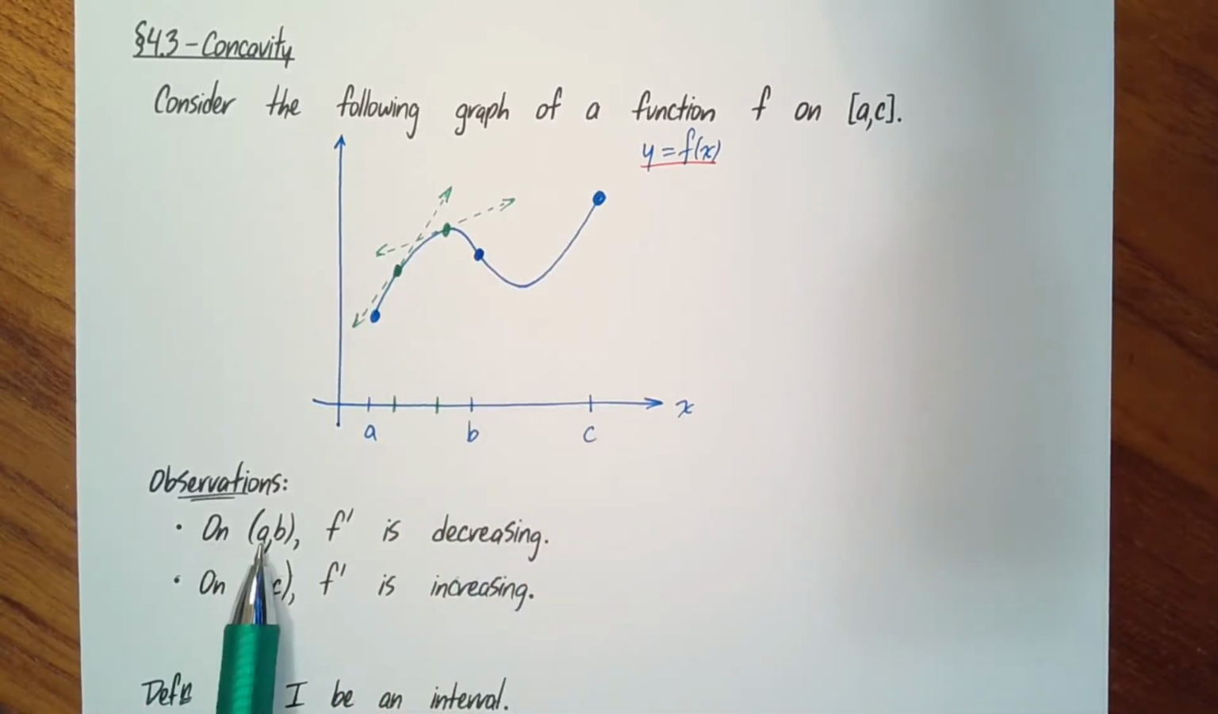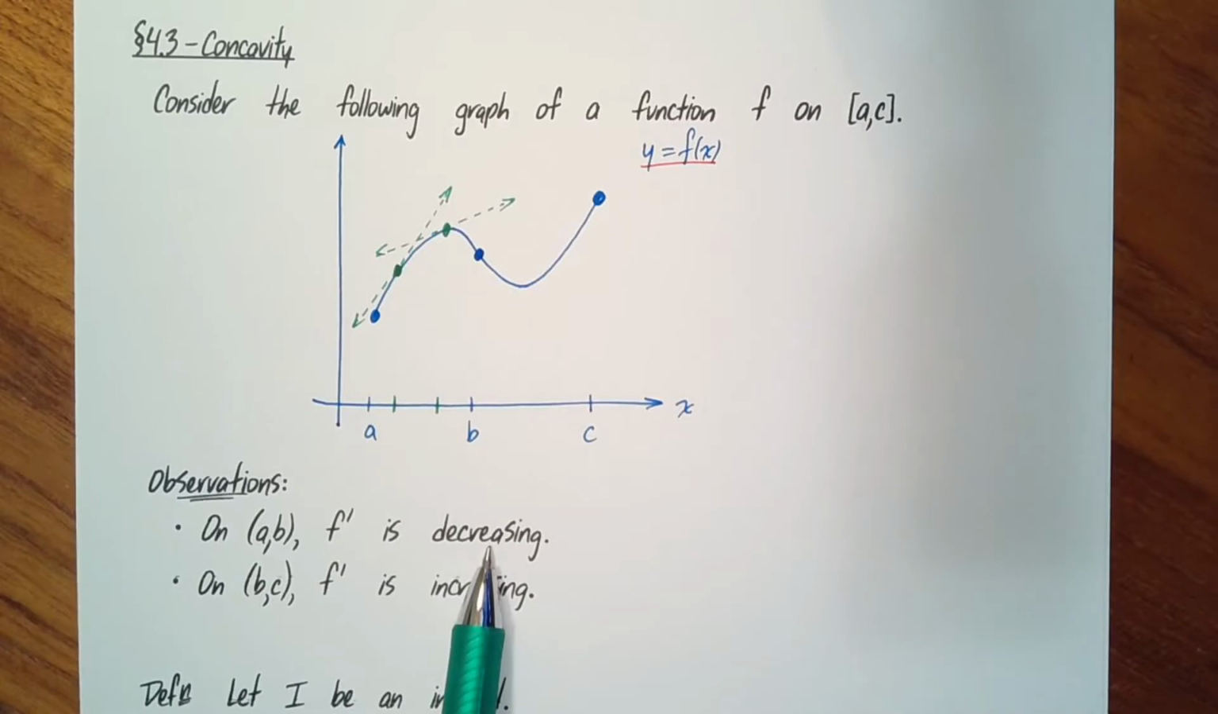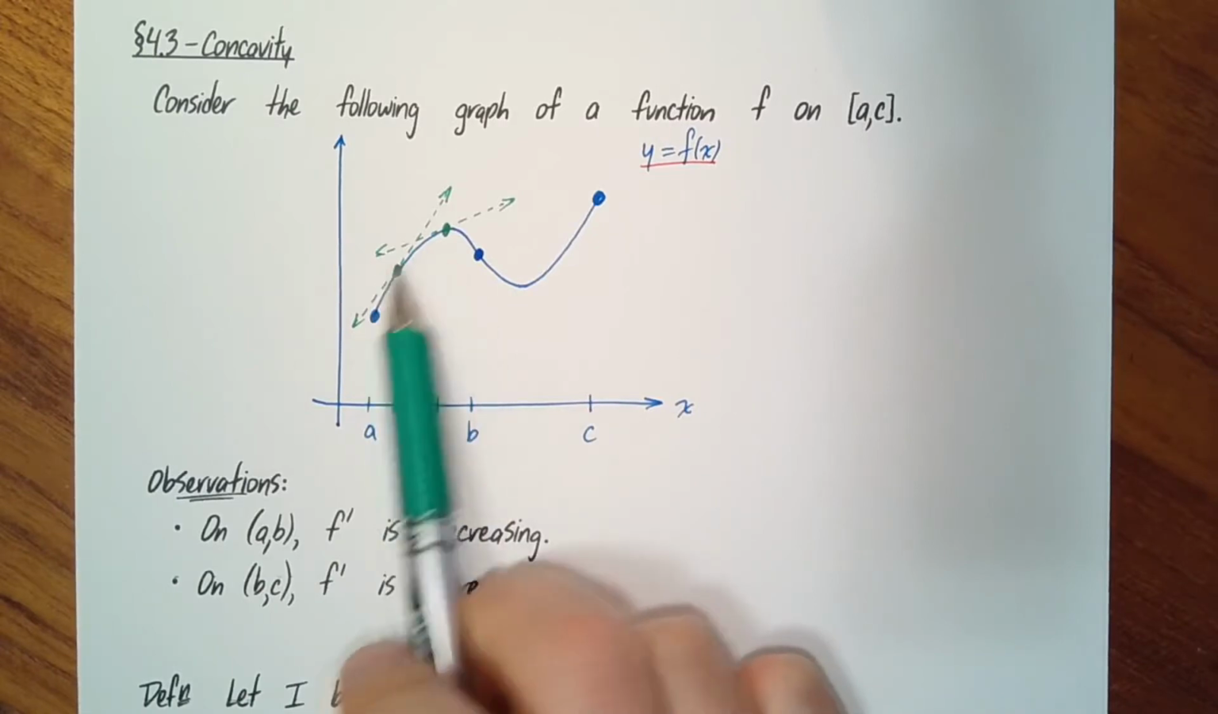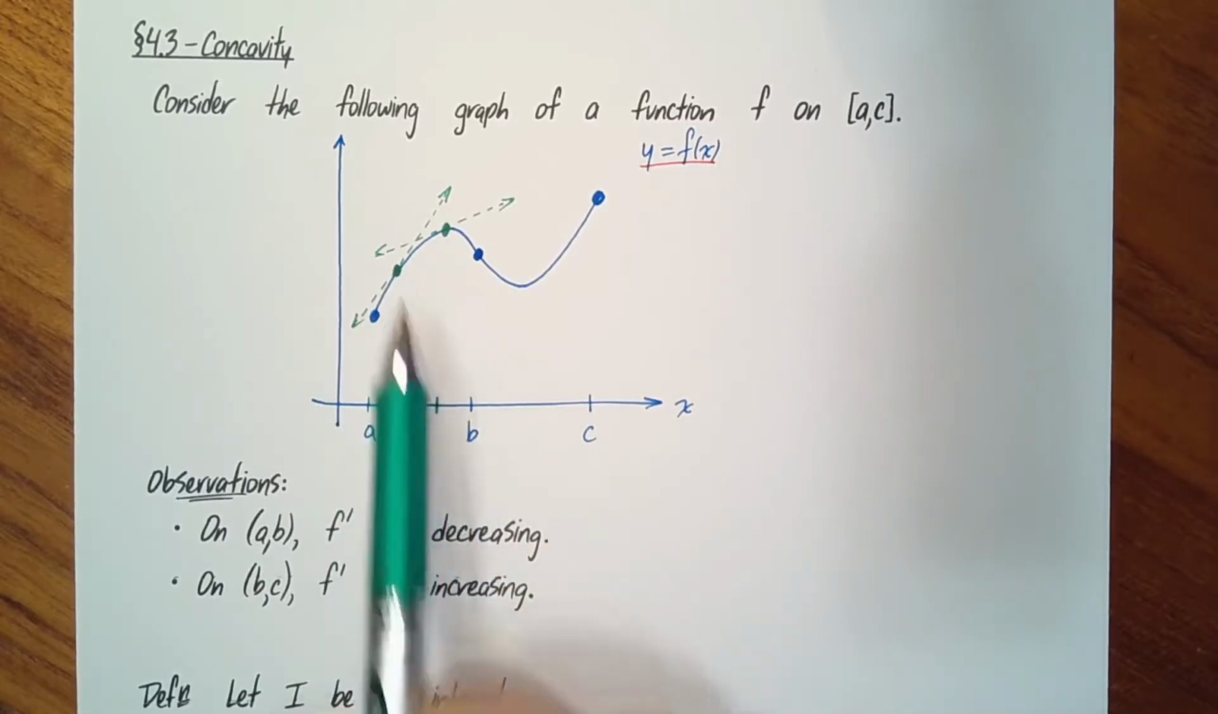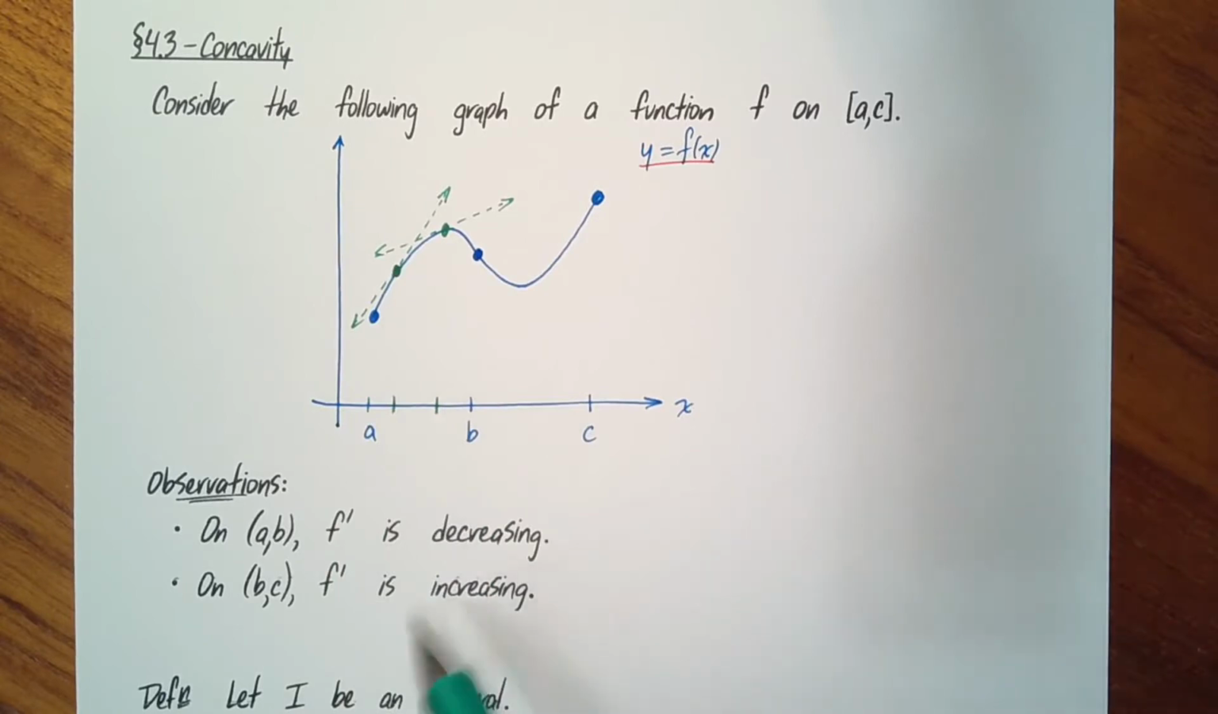On the open interval a to b, f prime is decreasing. Because remember, f prime is the tool that gives you the slopes of these tangent lines. So as you move to the right, if the slopes of the tangent lines are decreasing, then f prime is decreasing.